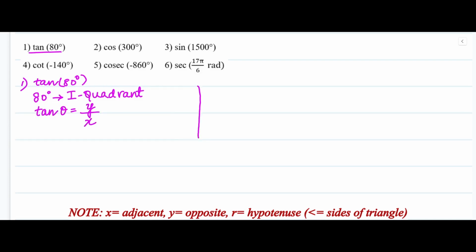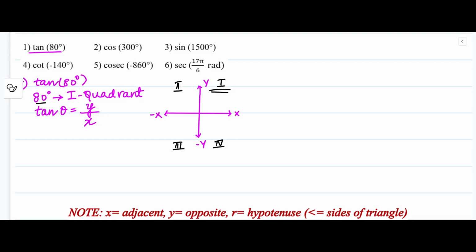Let me draw the Cartesian coordinate system here. So this is positive x-axis, negative x-axis, here positive y-axis and here negative y-axis. This will be our first quadrant, this is second quadrant, this is third quadrant and this one is fourth quadrant. Here we have 80 degrees which is in first quadrant.